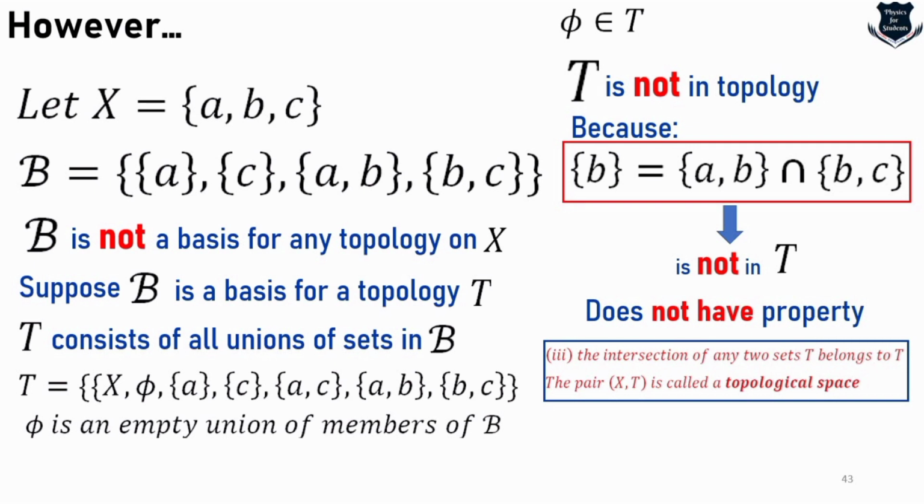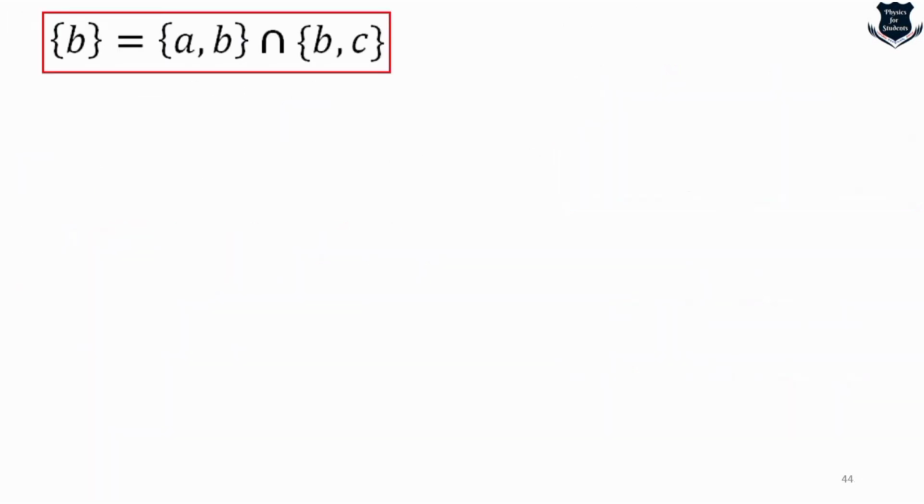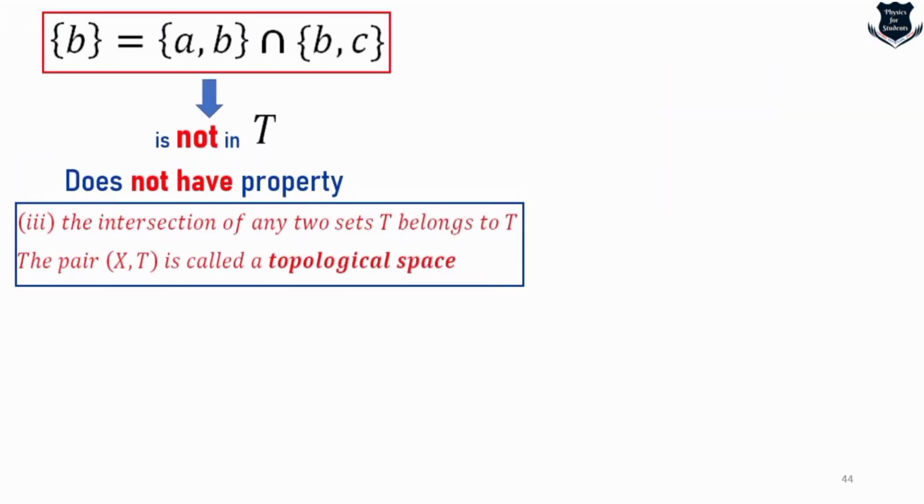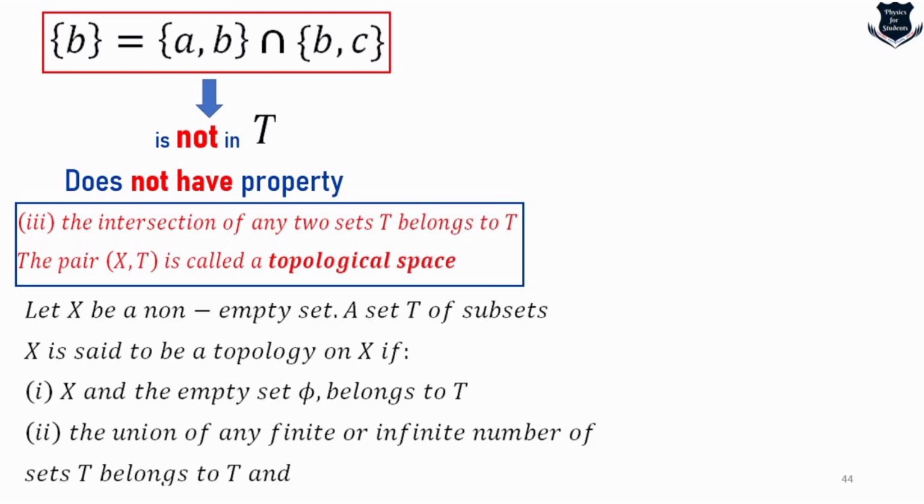Why? Because the intersection of A and B is not in the topology T, because it doesn't have the property. Now let me show you. So this is not in T. We have seen that the intersection of any two sets in T belonging to T is needed, otherwise it is not called a topological space. This is the original definition. Okay, this is the original definition. I just wanted to show you that in case you missed it. So this doesn't have the property.